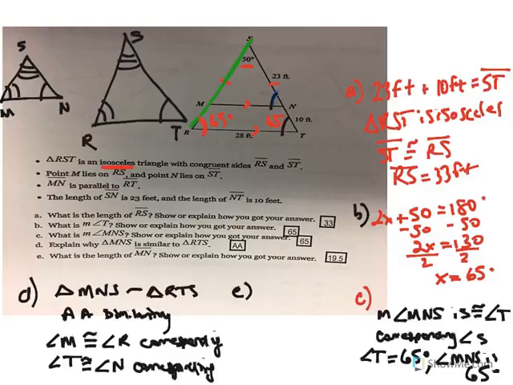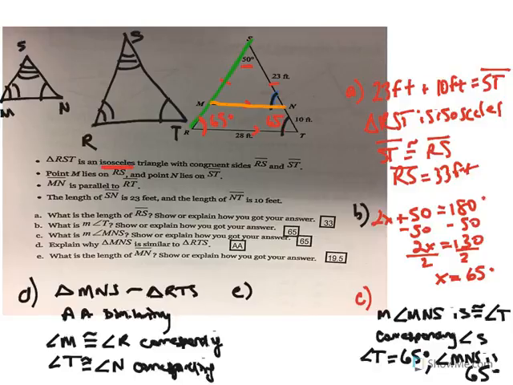Last, we have part E. It says, what is the length of MN? MN is this line right here, MN. Okay? What is the length of that?